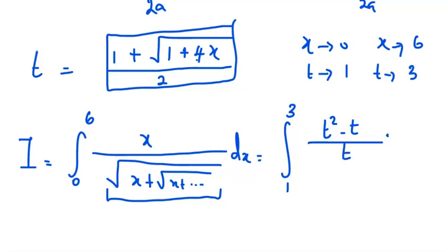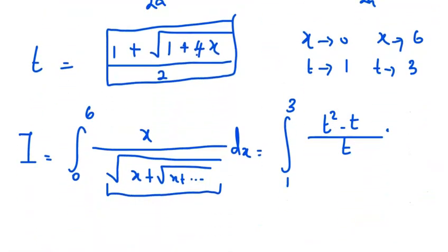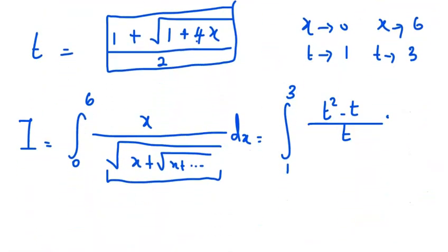Oh, we didn't find our dx. That is true. So from this value of x here, if you differentiate both sides, we get dx is equal to, so this is going to be 2t minus 1, right? So our dx is equal to 2t minus 1 dt.